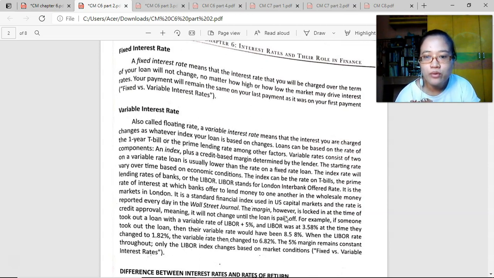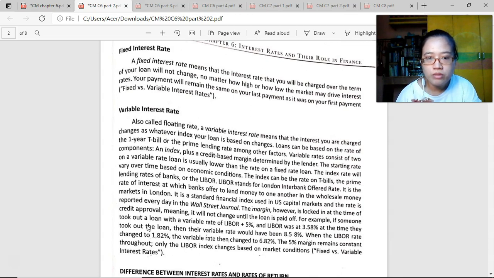So yung margin, however, is locked in at the time of credit approval, meaning it will not change until the loan is paid off. So you have yung pinakang base, yung index, tapos yung margin is yun yung napagkakasunduan nyo na from the beginning of the loan or the borrowing.